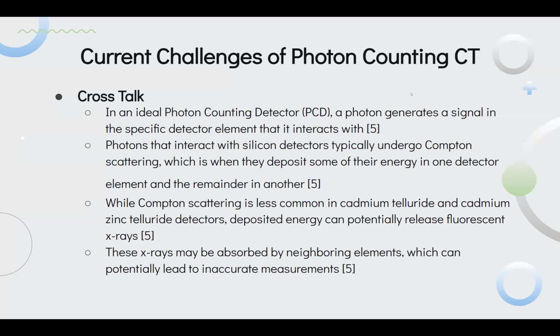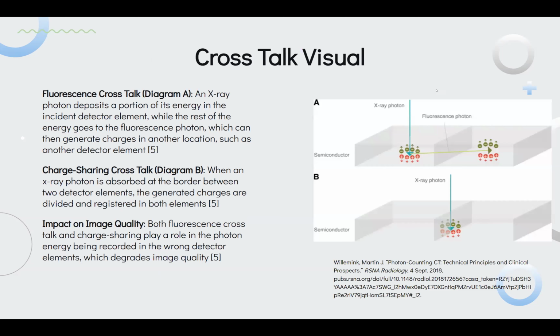And then briefly, some of the current challenges of photon counting CT thus far: we expect there to be crosstalk. Crosstalk is when photons interact with silicon detectors. Typically, a process would undergo Compton scattering, which is when you deposit some of the energy in one detector element and some in another. And while Compton scattering is less common in cadmium telluride and cadmium zinc telluride detectors, the photon's energy can potentially release fluorescent X-rays, and these X-rays may be absorbed by neighboring elements, which can potentially lead to inaccurate measurements. And this is just a crosstalk visual of what I found throughout the study.